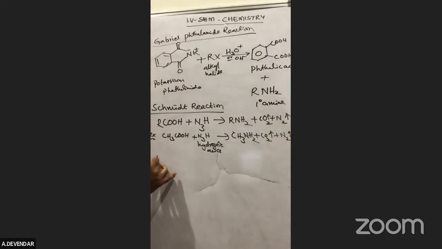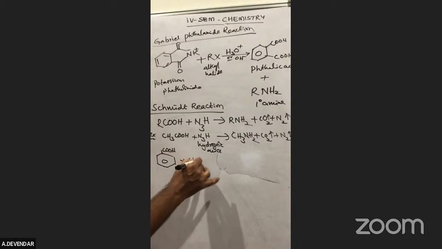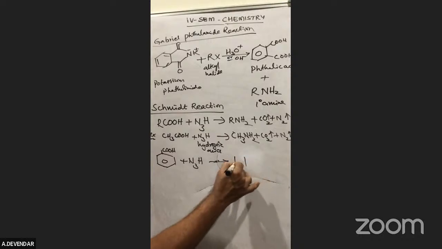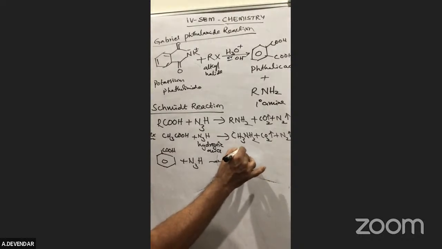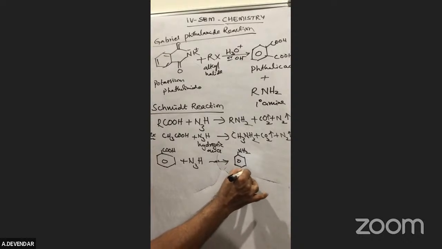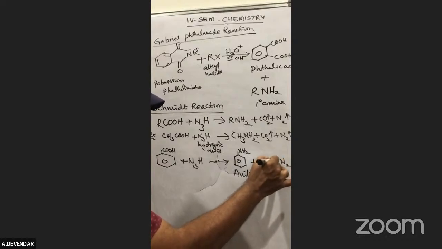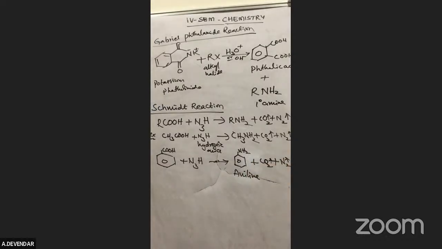Suppose in the case of benzoic acid, C6H5COOH, when benzoic acid is reacted with hydrazoic acid, the same thing will happen. What happened here? The carbon group, whatever is present, will react. Aniline, a primary amine, is formed, plus the same carbon dioxide and nitrogen are liberated. This is called the Schmidt reaction.